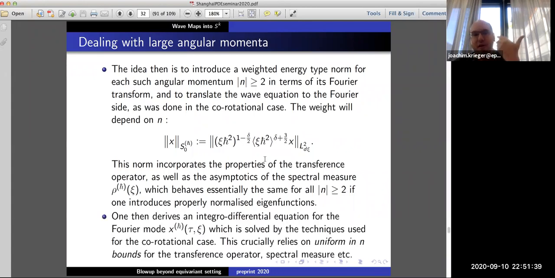Okay, and so then for each angular frequency n, you have to derive this wave equation on the Fourier side and use the kind of methods that we used in the co-rotational context to run an iterative scheme to control this. So this is now just for the generic angular momenta, when n is large, so when n is larger than or equal to 2 in absolute value.